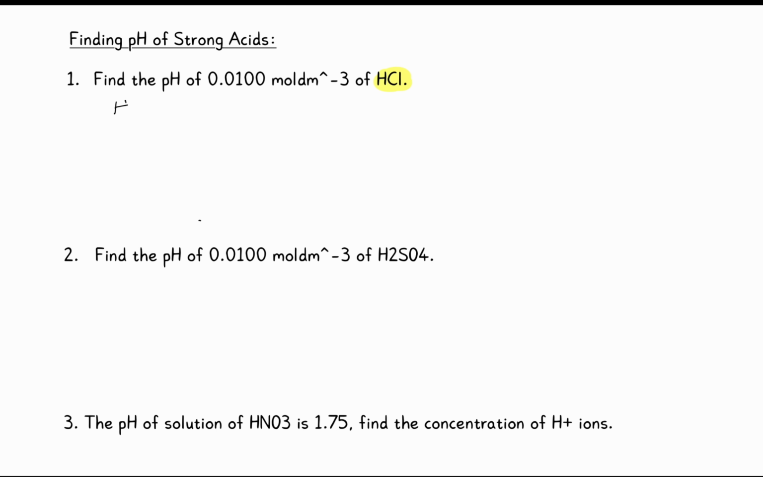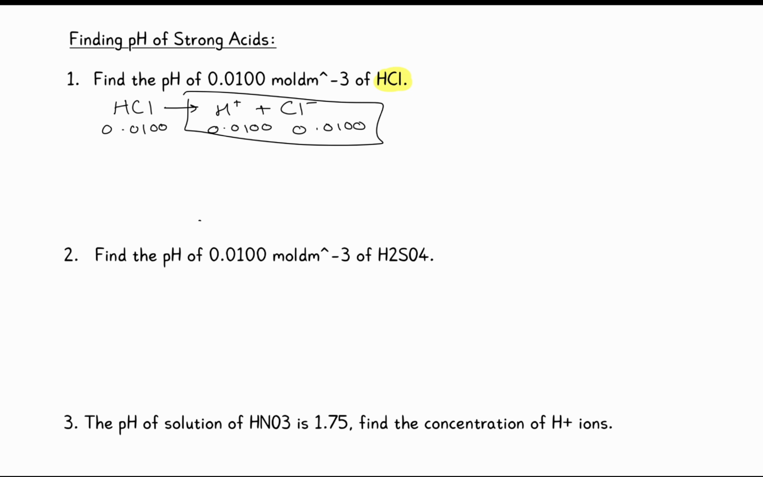So when I do my equation of dissociation, I know all strong acids completely dissociate. All my HCl molecules will be converted to H plus ions and Cl minus ions. And if I have 0.01 of this, this will also be 0.01, and this will also be 0.01. It will completely dissociate to release and give me the same amount.